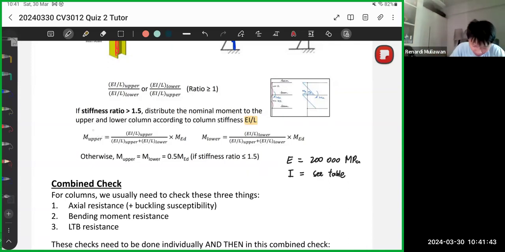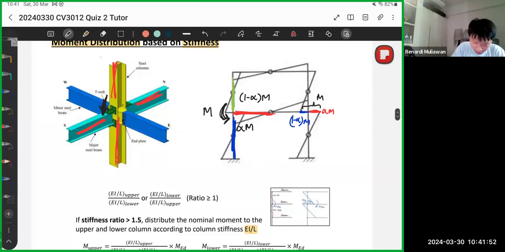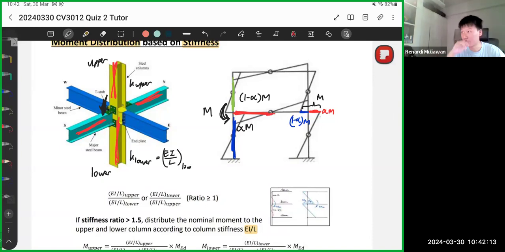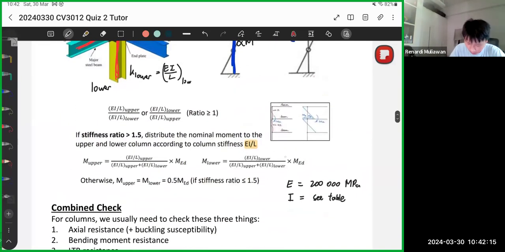So M upper is just the stiffness of the upper column divided by the total stiffness of the upper and lower column. If you look at this diagram, this is the upper column and this one is the lower. So you just find the stiffness of the bottom column, K lower, which is EI over L lower, while for this one you just find K upper. So straightforward again.